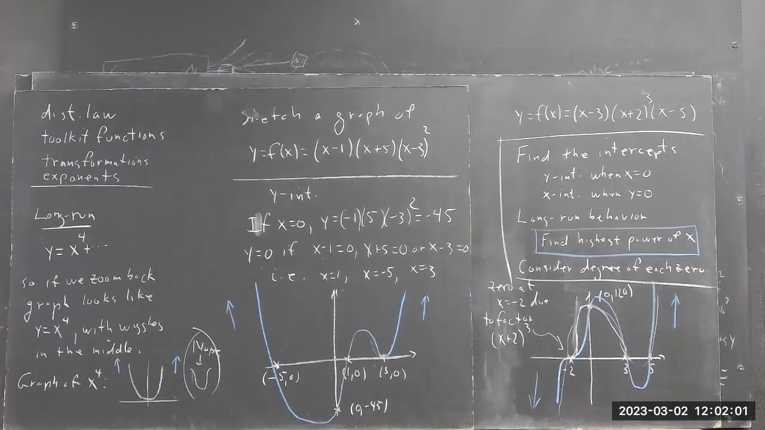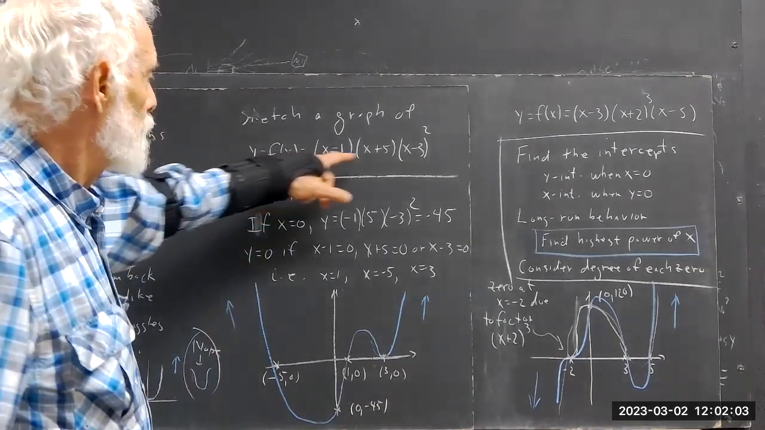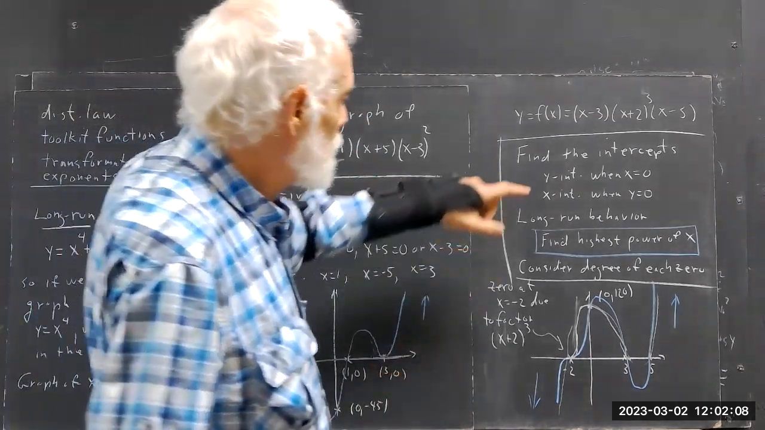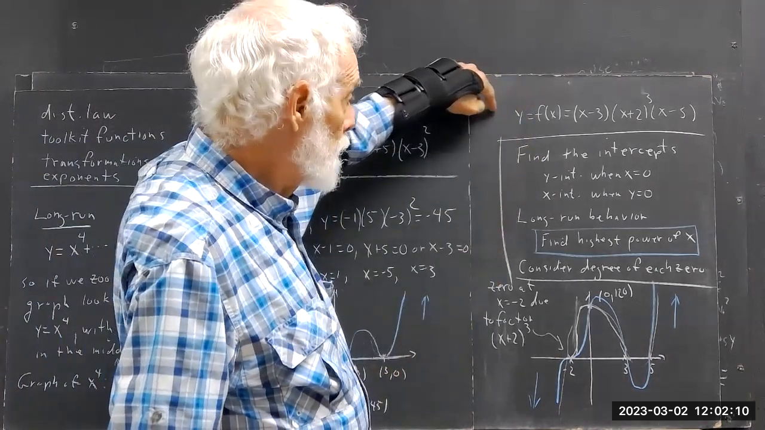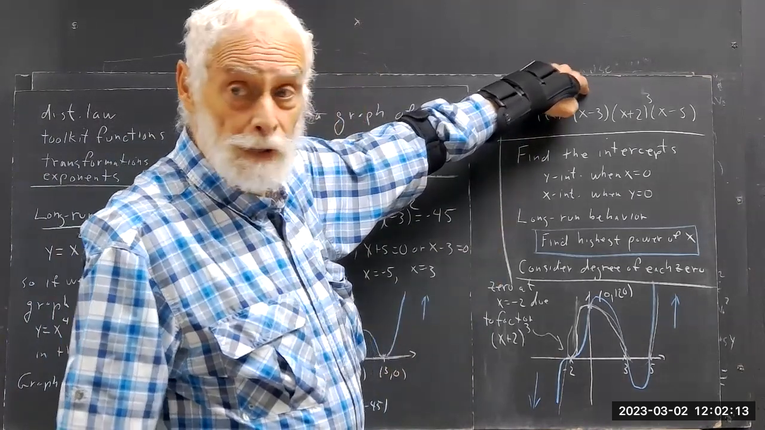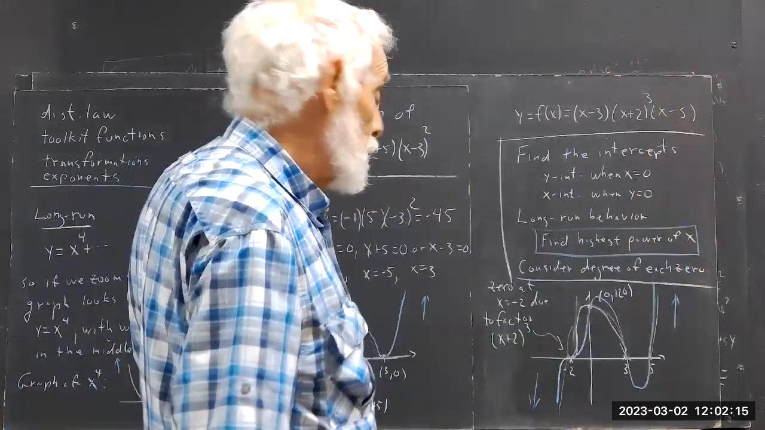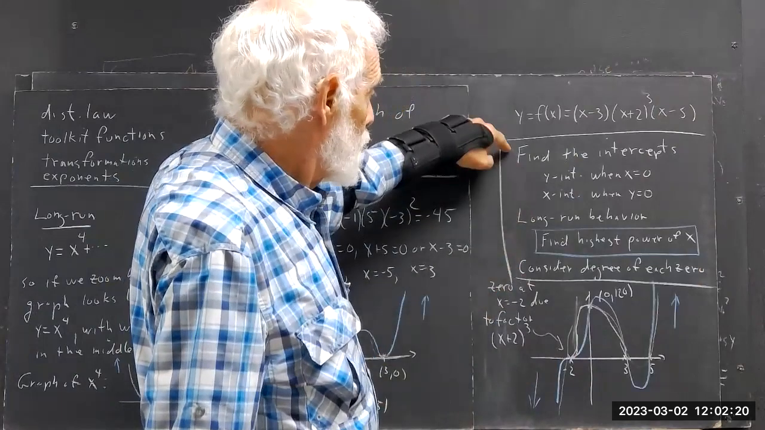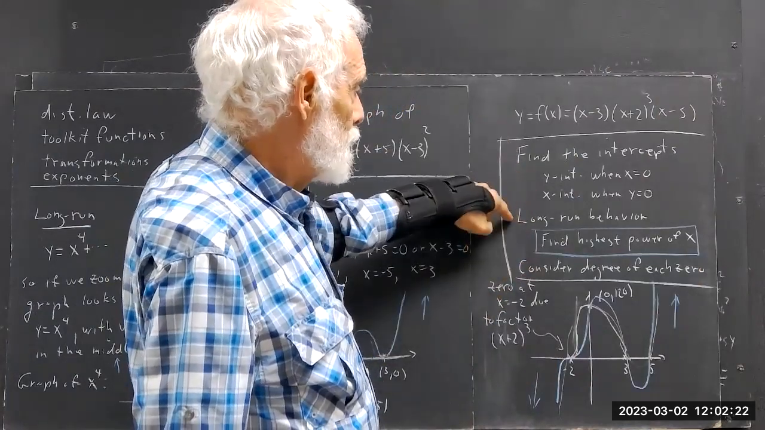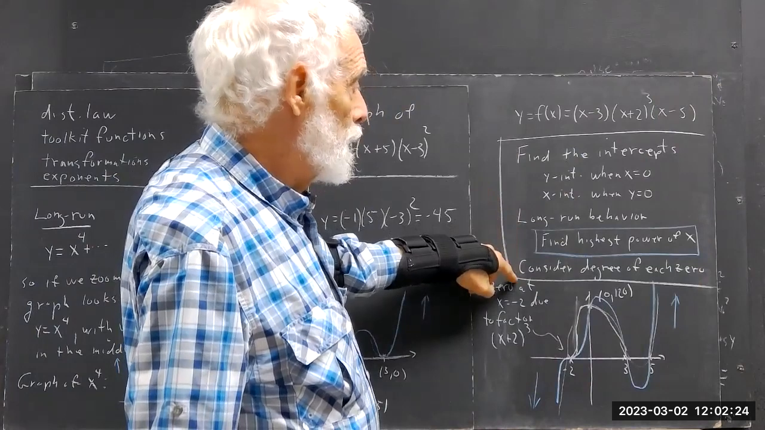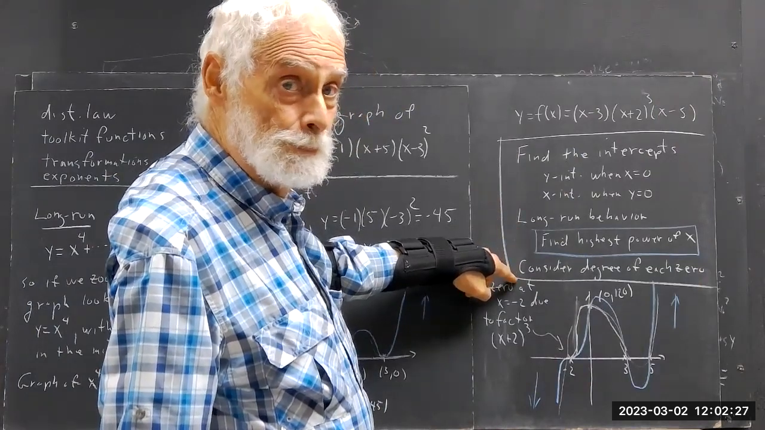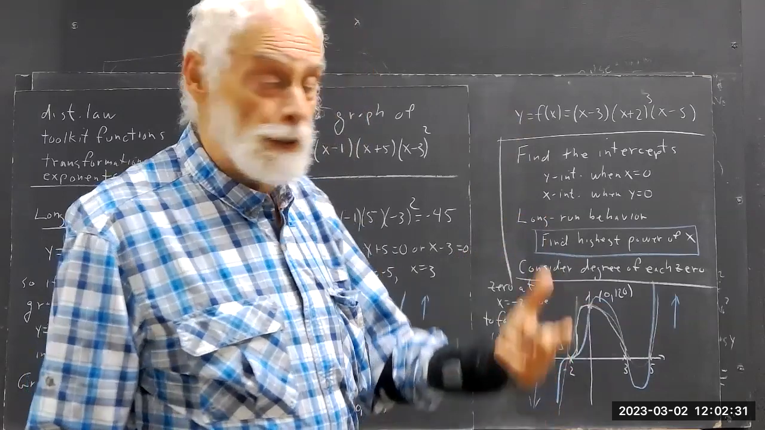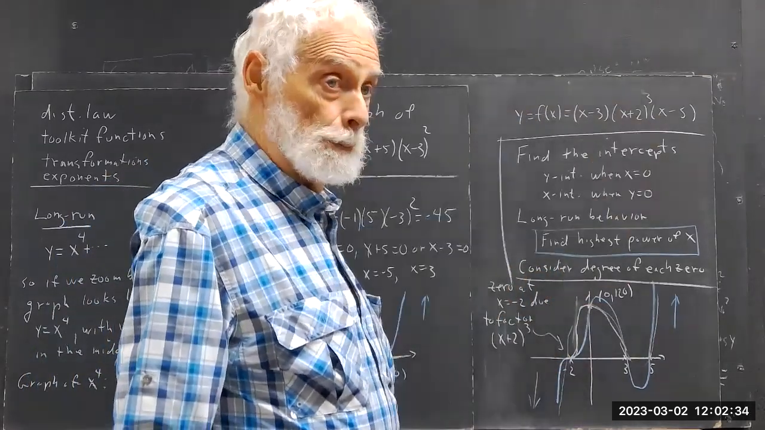Okay. Let's sketch a graph of this function. I did a detailed graph for this function in the support course, and that video is available. The process: find the intercepts, check the long run behavior, and consider the degree of each zero. And if you've got that process down, it's not very difficult once you have a factored polynomial to graph it.